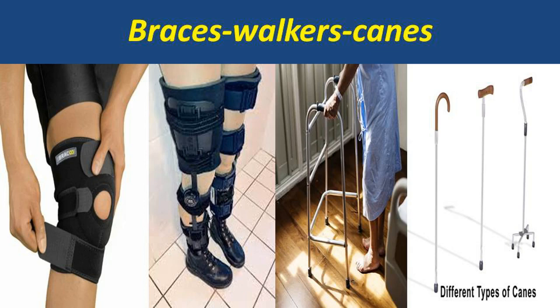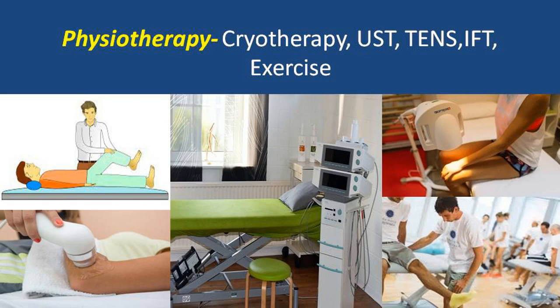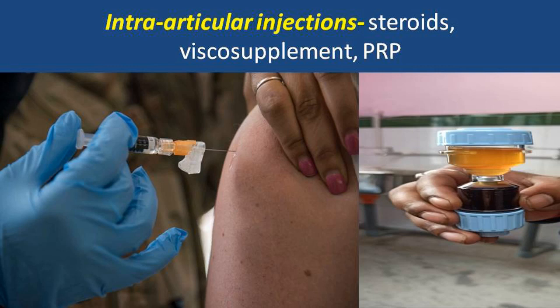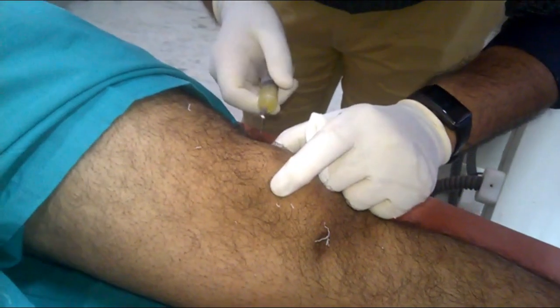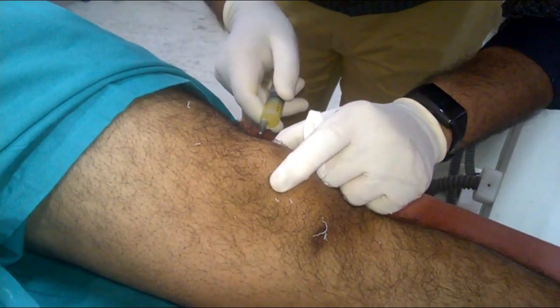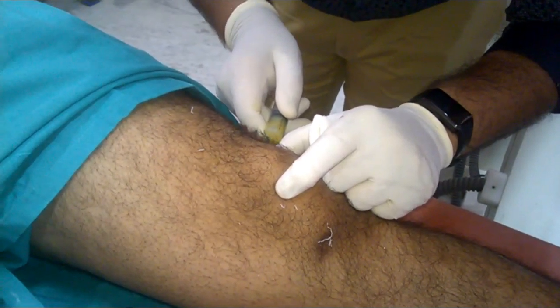and self-dependent. We may use physiotherapy equipments like cryotherapy, ultrasound therapy, TENS, IFT, etc. to reduce pain. At the same time, patient needs to be trained with exercises to strengthen the surrounding muscles and maintain the mobility of the joint. Intra-articular injections of steroids, viscosupplement and platelet-rich plasma are usually given. This is an intra-articular injection of platelet-rich plasma at knee joint.